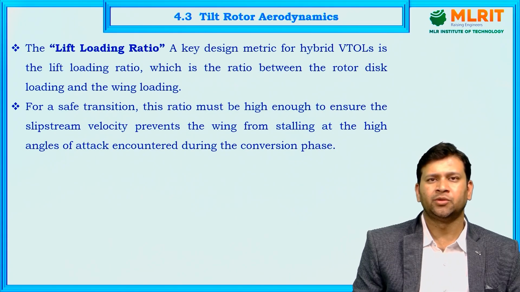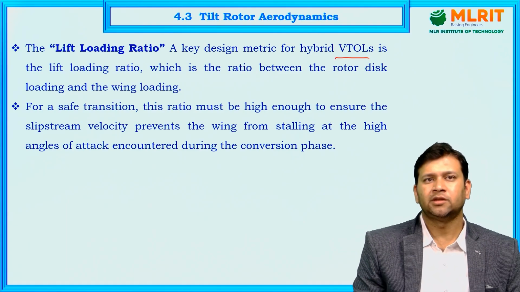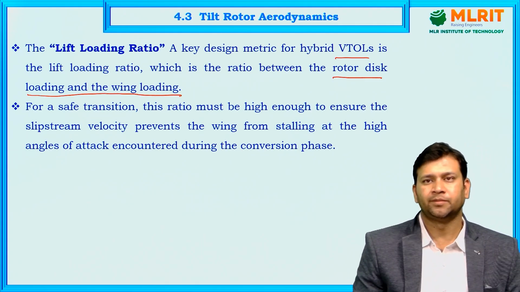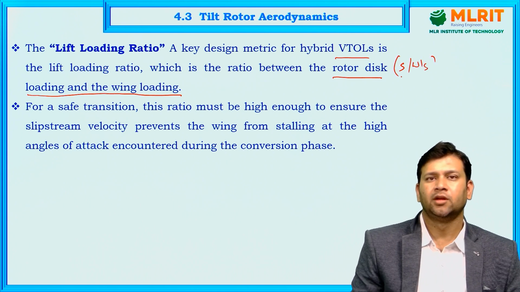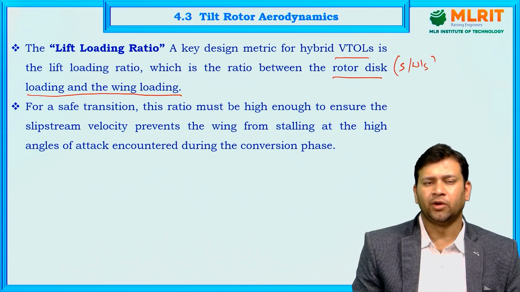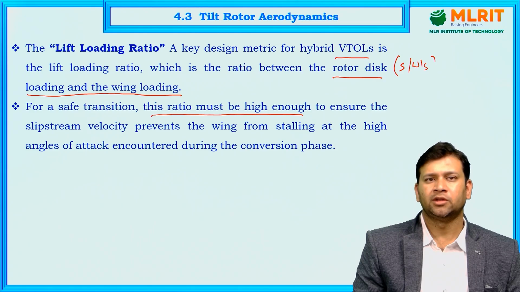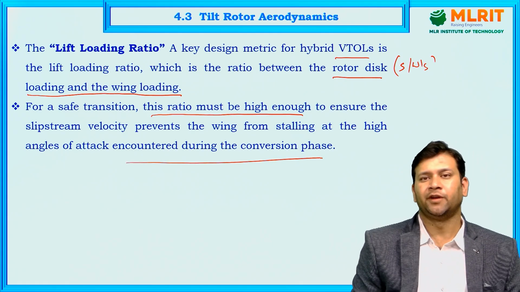The lift loading ratio is a key design metric for hybrid VTOLs, which is the ratio between the rotor disc loading and wing loading. We can also call it S upon W by S. It is the ratio between rotor disc loading and wing loading. For a safe transition, the ratio must be high enough to ensure the slipstream velocity prevents the wing from stalling at the high angles of attack encountered during the conversion phase.